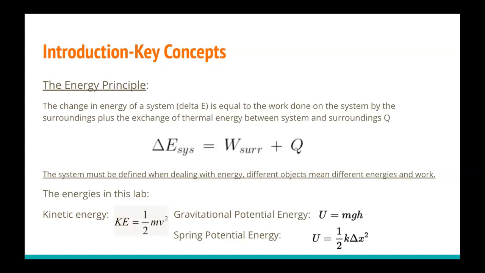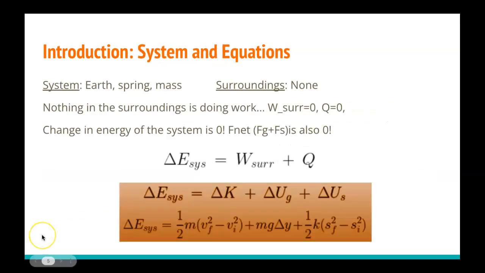The energies that we will be using in this lab are kinetic energy, which is equal to 1/2 times the mass times the velocity squared, the gravitational potential energy, which is equal to the mass times the gravity near the surface of the Earth times the change in height, and the spring potential energy, which is equal to 1/2 the spring constant times the displacement squared. The system for this experiment is the Earth, the spring, and the mass, and the surroundings are none.